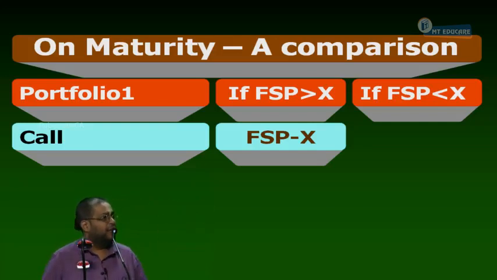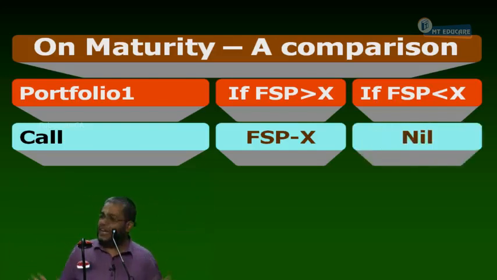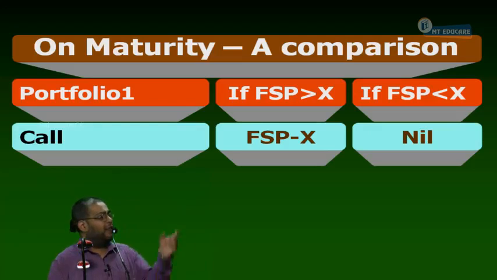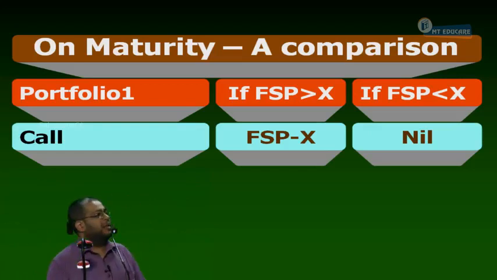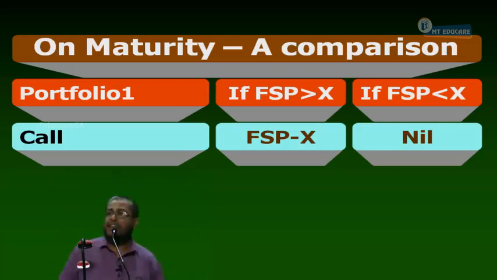The entire premium is a waste. The call has become worthless. It is nil. This is the value of one of my assets, the call option. This call option can be worth FSP minus X, or the call option can be worth nothing. These are the two possible values for the call option on maturity date. Yes or no?